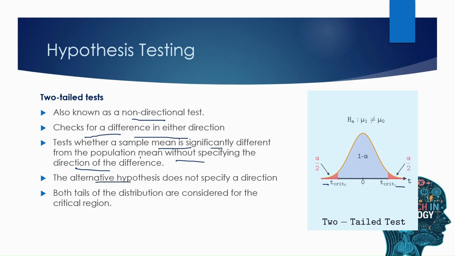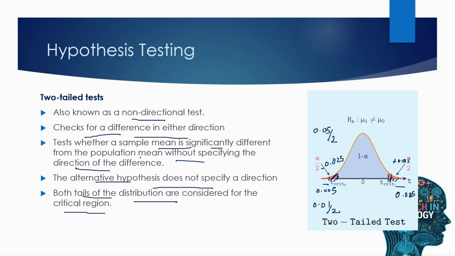The alternative hypothesis does not specify a direction. Both tails of the distribution are considered for the critical region. See, there are two critical regions here. Okay, so if our alpha was 0.05, we will have one critical region here at 0.025. Here that is minus 0.025 and plus 0.025. Okay, and if it was 0.01, what would it be? It would be 0.005, that is by 2. Again, this is also by 2, and here also 0.005, this value, right? So this is a two-tail test or a non-directional test.